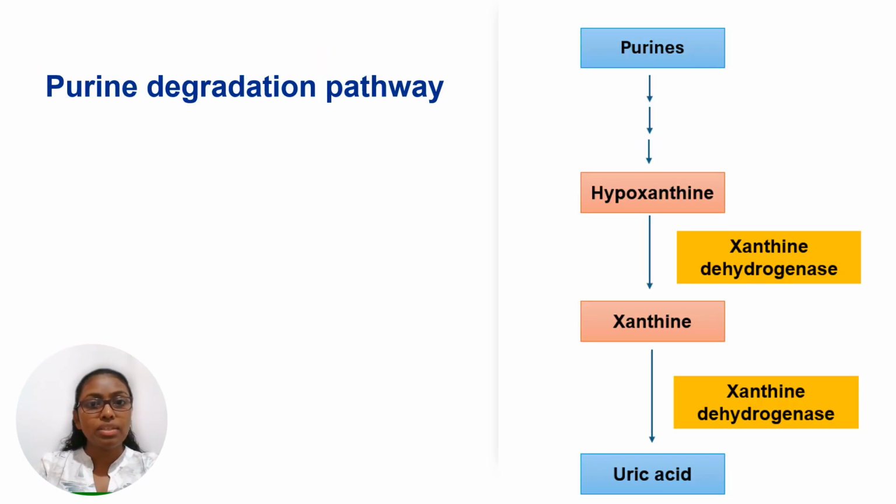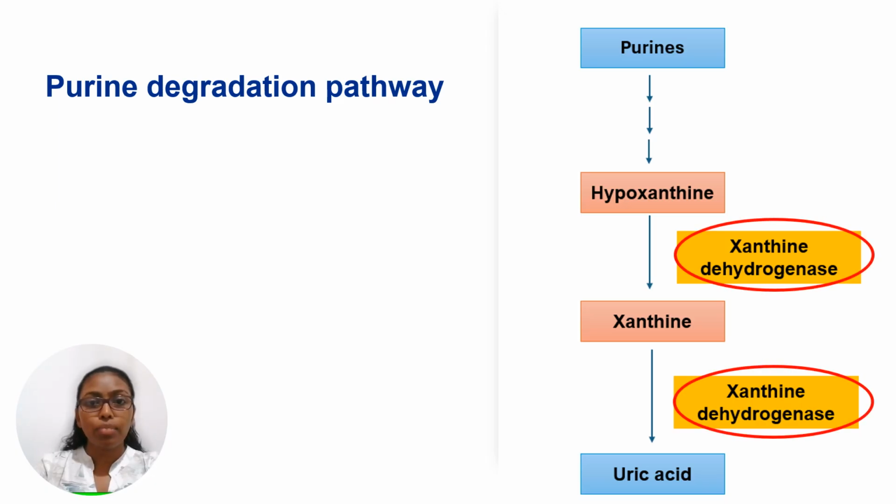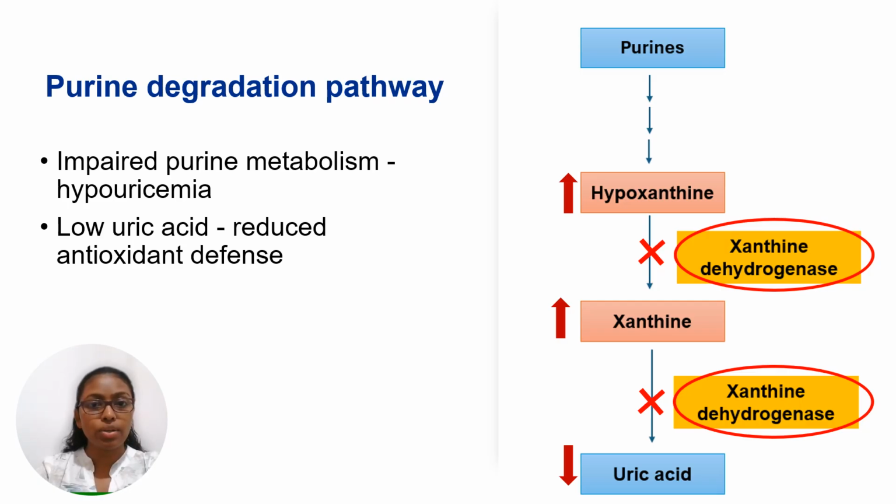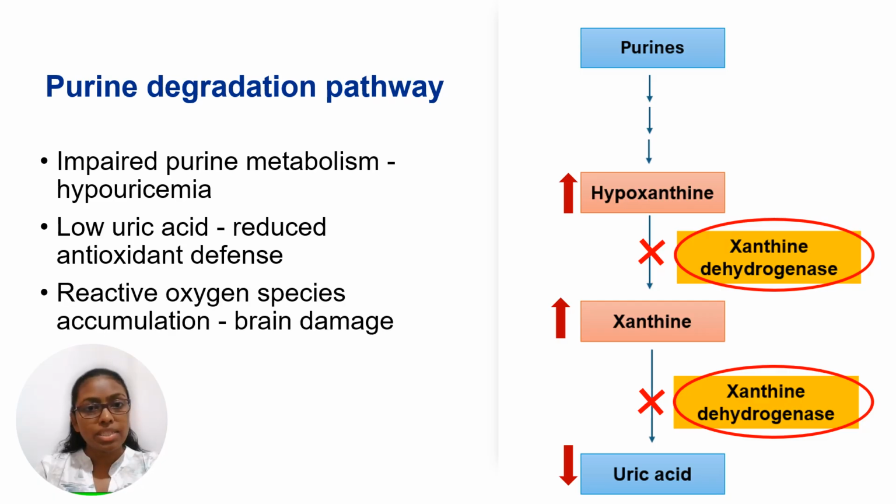Normally, purine breaks down into hypoxanthine and xanthine, finally to uric acid, via xanthine dehydrogenase, which is a molybdenum cofactor dependent enzyme. In molybdenum cofactor deficiency, this enzyme is deficient. So, hypoxanthine and xanthine accumulate while uric acid drops significantly. Low uric acid reduces antioxidant capacity, making neurons more vulnerable to damage. As a result, reactive oxygen species accumulate, contributing to oxidative stress and brain injury in affected infants.